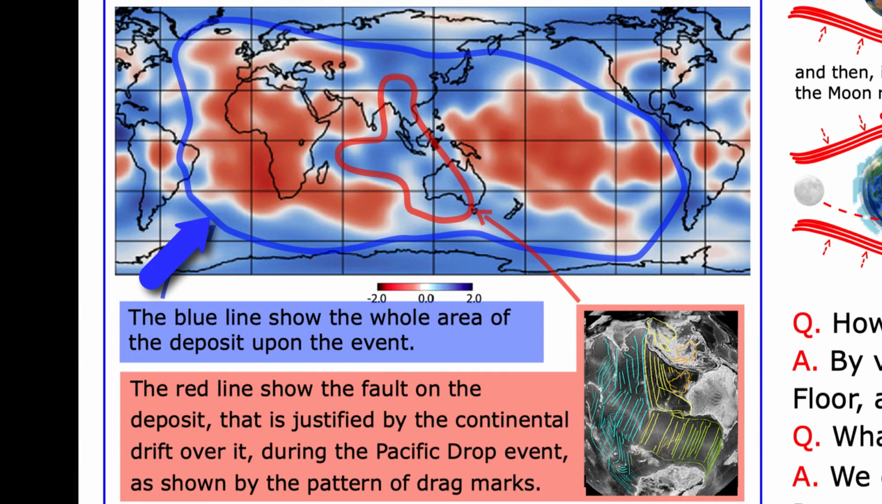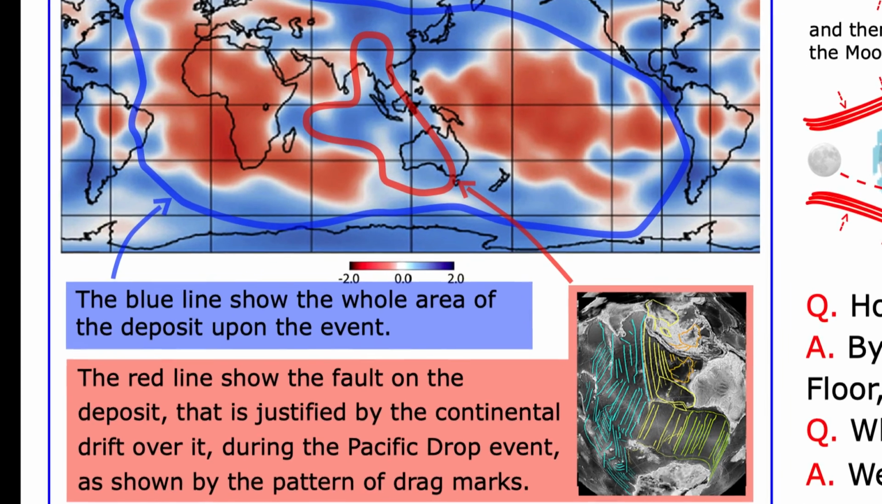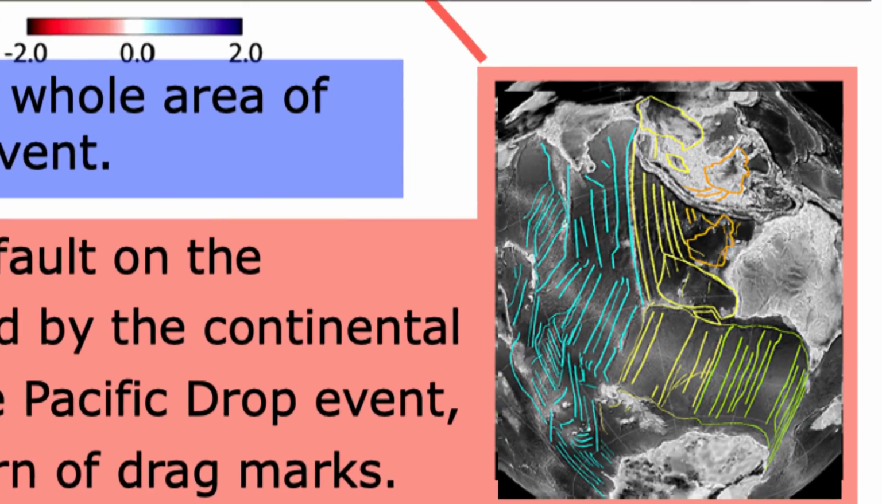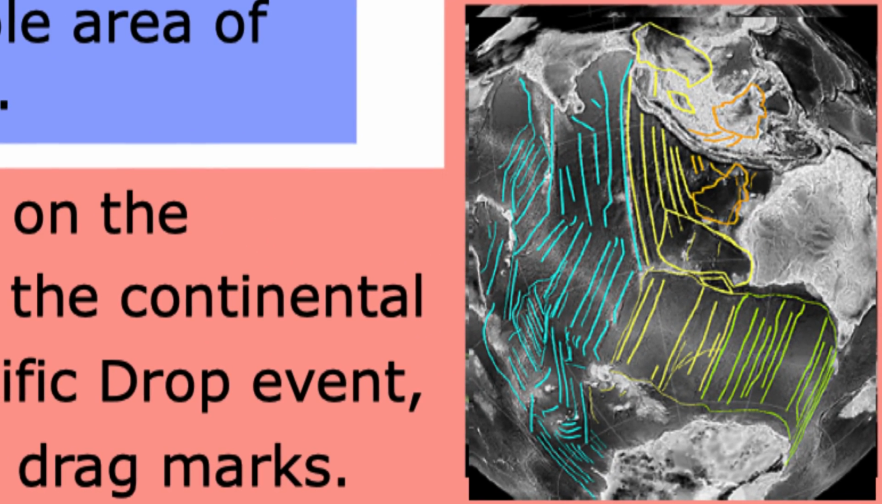The blue lines show the whole area of the deposit upon the event. The red lines show the fault on the deposit that is justified by the continental drift over it, during the Pacific drop event, as shown by the pattern of drag marks.